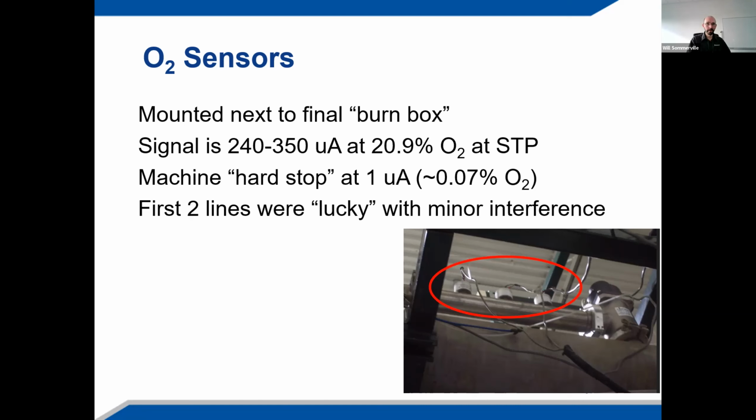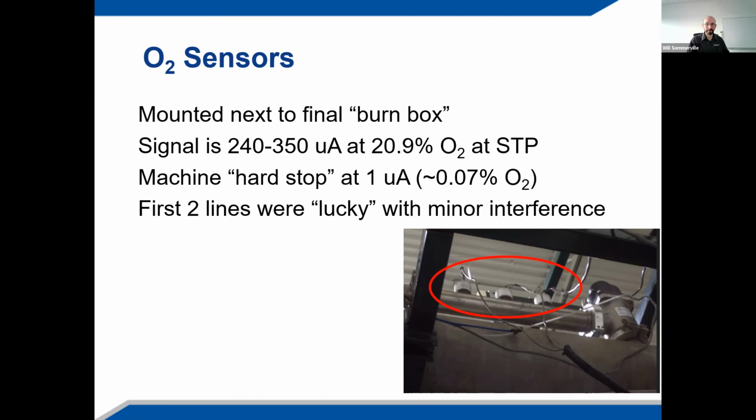The oxygen sensors that we were using have a current output, so anywhere from around 1/4 to 1/3 of a milliamp at atmospheric oxygen levels. But with our machine, we wanted to hard stop the machine, close every valve, shut down the machine if we had only a single microamp, which corresponds to 0.07% oxygen inside this 300 liters per minute of hydrogen gas pump.